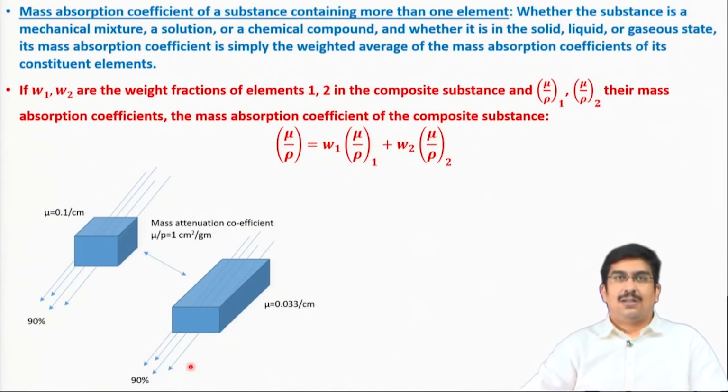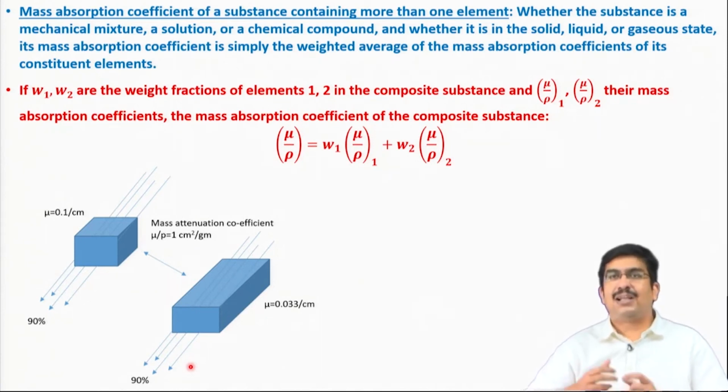Okay. Now, another important point is the mass absorption coefficient of a composite material, a multi-phase material or a composite material containing more than one element. So, whether the substance is a mechanical mixture, that means you have two liquids mixing, maybe the best example you can take is a solution, let us say water and oil which is not going to mix, or a water and alcohol solution, which is two miscible liquids forming a solution.